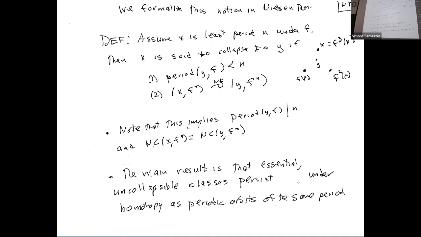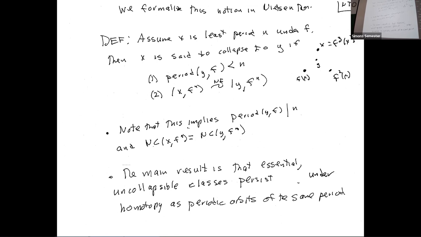The way this is dealt with in Nielsen theory is collapsibility. You say that a point of least period n is collapsible if there is a periodic point of lesser period, which of course has to divide the period, that's Nielsen equivalent to it under the nth iterate. You should again think about these points going around like this, and we have an arc between there and there under the third iterate that comes back to itself. That's a signifier that this point is able to collapse down to the fixed point. So this is what we want to avoid, and this is what it means to be collapsible.